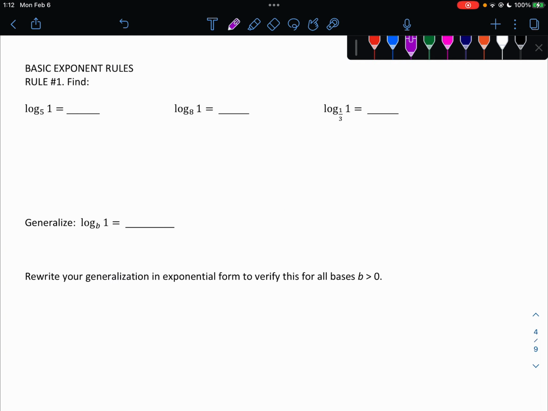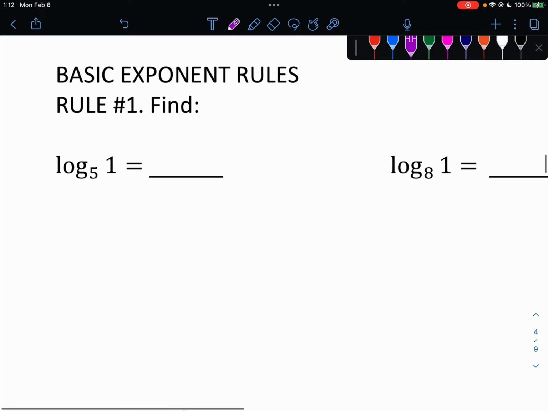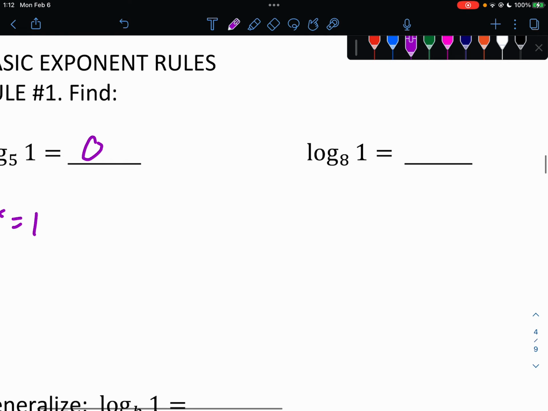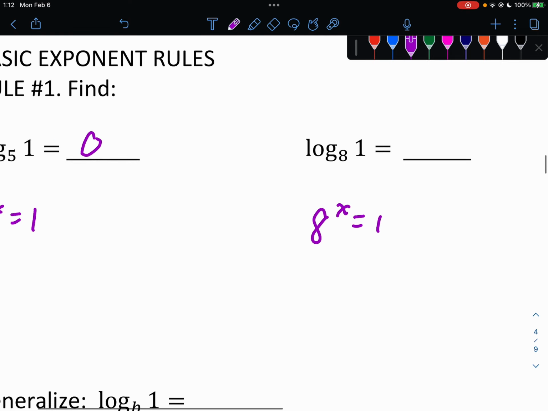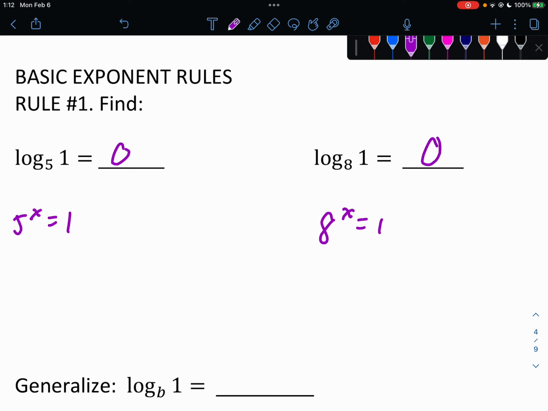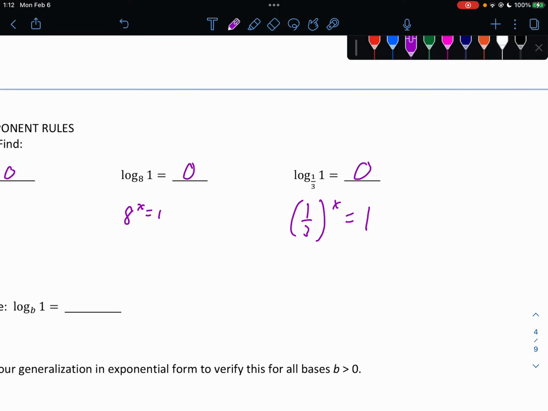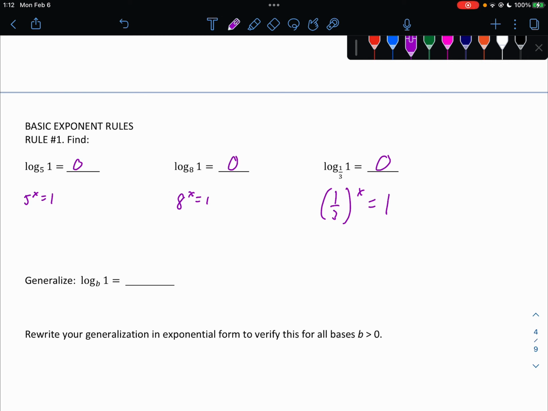All right, so there's a couple basic exponent rules that we need to know for logs. The first one is going to generalize this here. So log base 5 of 1. If we say this is x, 5 to the x equals 1, we should know 5 to what power would be 1. Same thing here. If we said 8 to the x equals 1, we should know what 8 to the what power would equal 1. Third one, if we wrote this as 1/3 to the power equals 1, what power would that be? Again, it's 0. So to generalize this, log base b of 1 would equal 0.